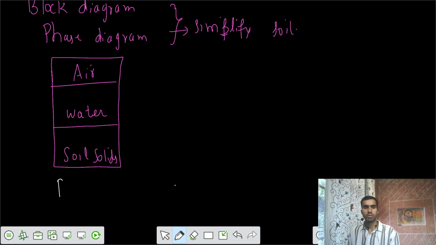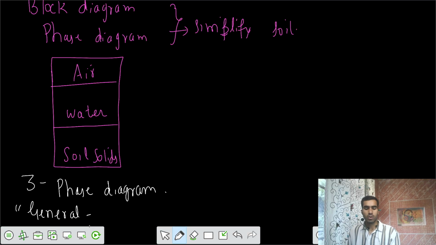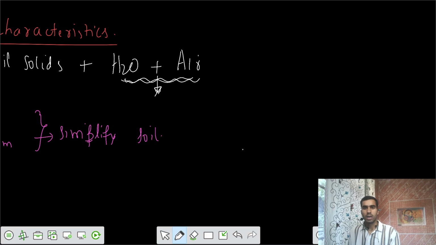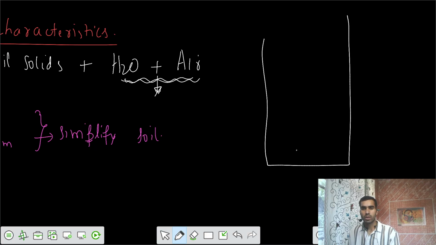So this is what we call a general phase diagram. We have three important constituents, so we can write it as a three-phase diagram. This is a general, common observation of the soil. If you go somewhere outside and take a soil, you would see these three in the soil itself.